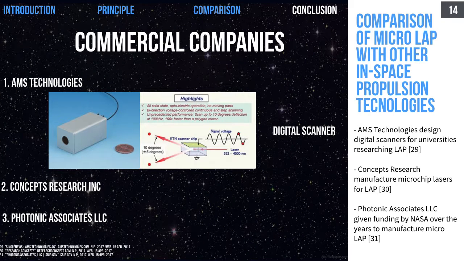There are several commercial companies involved in LEP over the years. For example, EMS Technologies has been producing digital scanners for universities and research centers that are researching LEP. These digital scanners are used to change the direction of the laser beam. Another company is known as Concepts Research Incorporated. Concepts Research Incorporated produces or designs microchip lasers for LEP usage. Another well-known company is Photonic Associates LLC. They have been given funding by NASA over the years to manufacture different kinds of laser-induced micropropulsion.